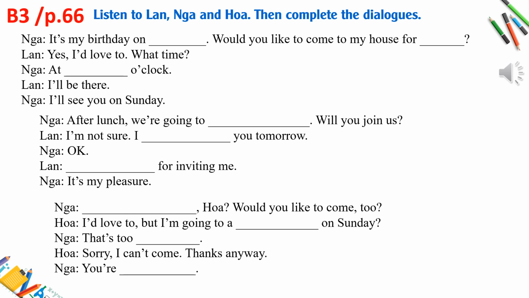It's my birthday on Sunday. Would you like to come to my house for lunch? Yes, I'd love to. What time? At 1 o'clock. I'll be there. I'll see you on Sunday. After lunch, we're going to see a movie. Will you join us? I'm not sure. I will call you tomorrow. Okay. Thanks for inviting me. It's my pleasure. What about you, Hua? Would you like to come too? I would love to, but I'm going to a wedding on Sunday. That is too bad. Sorry, I can't come. Thanks anyway. You're welcome.